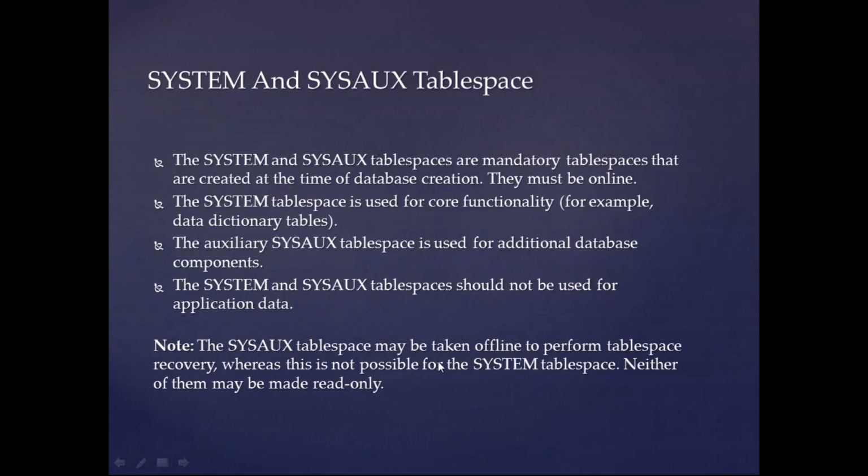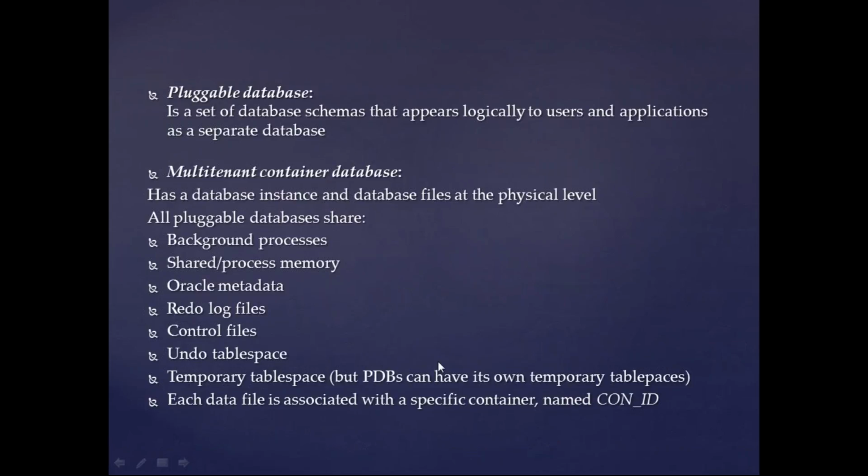Then the next concept that comes is pluggable database and multi-tenant container database. This concept came in with Oracle 12c. C stands for cloud, so this concept came with the cloud. There was nothing like multi-tenant database or pluggable database in earlier versions like 11g. In 12c it came. So what does it mean?